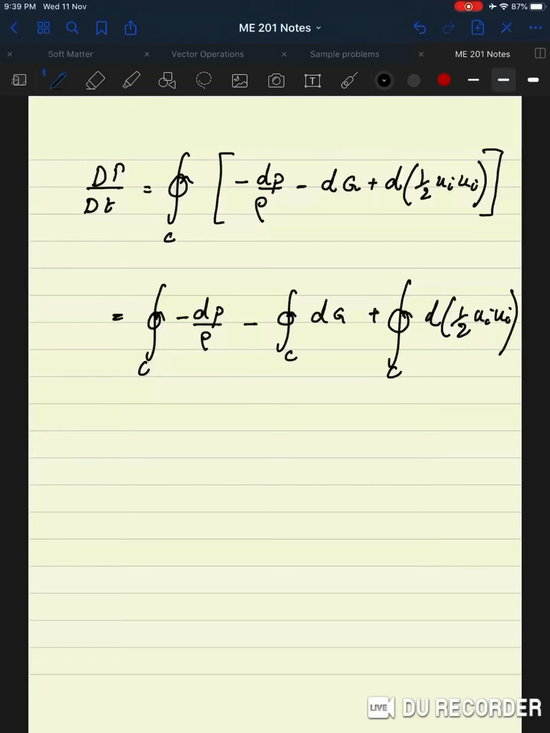Okay. Now this term is obviously 0. This is a conservative force field, so if you do a contour integral, that is going to lead to 0. So this term is single valued in a sense. So this quantity is going to be 0, and similarly this quantity is also going to be 0.